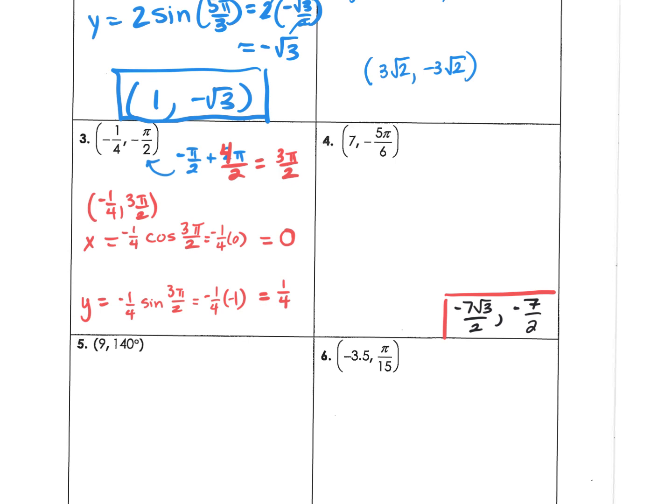Now, Carlos, do you see number 5 and number 6 where those aren't values that are on the unit circle? If the values aren't on the unit circle, then what do you get to use? Your calculator. If it's got a degree mark next to it, you make sure your calculator's in degrees. If it's got a pi with it, you make sure you're in radians.